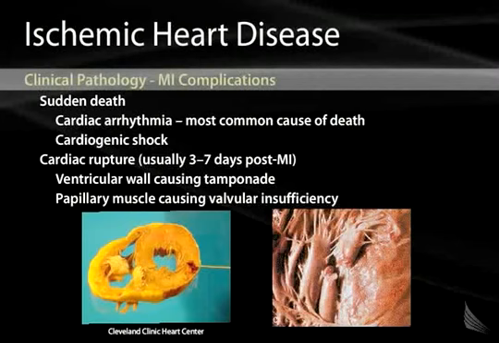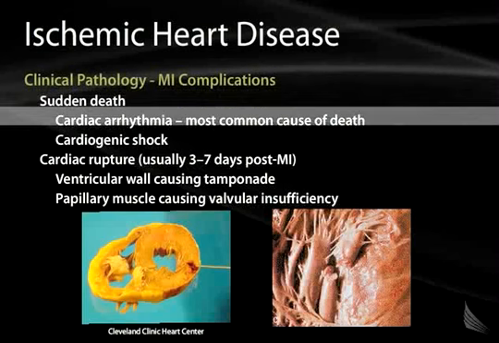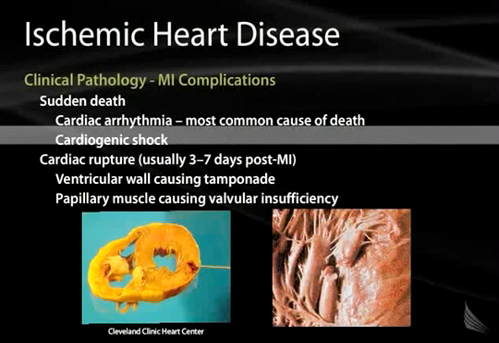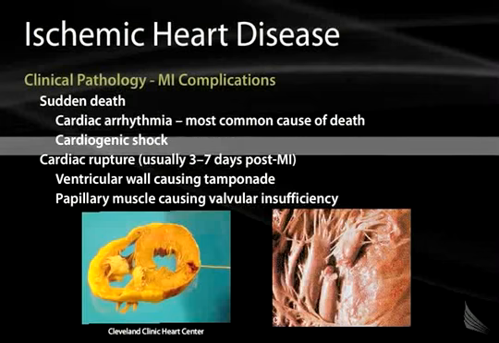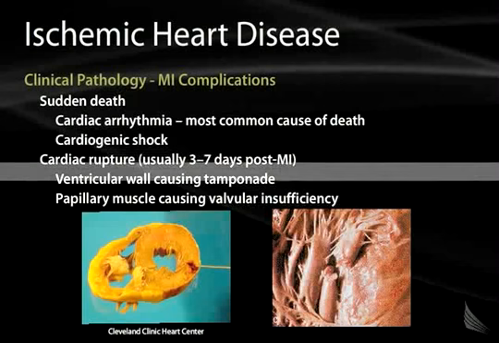Clinical pathology of MI complications, so sudden death. So the infarcting heart is a very arrhythmogenic substrate. It's the most common cause of death, and it can lead to cardiogenic shock. Other complications include cardiac rupture, which usually occurs in a 3 to 7 day period following an MI. You can rupture the ventricular wall, which leads to tamponade.